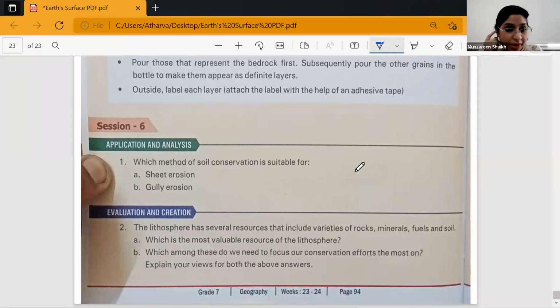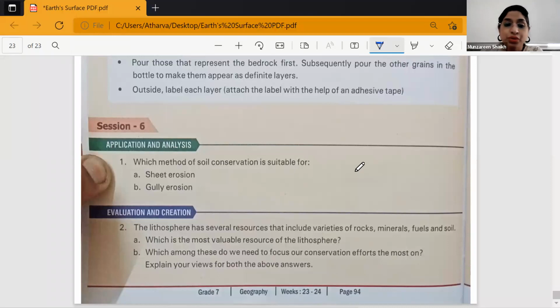But you need to even explain what exactly you mean by terrace farming. So you don't just give the name of the method, but even explain. Okay, ma'am. Got it? Yes. Next is gully erosion. We had studied about this erosion. How are we going?